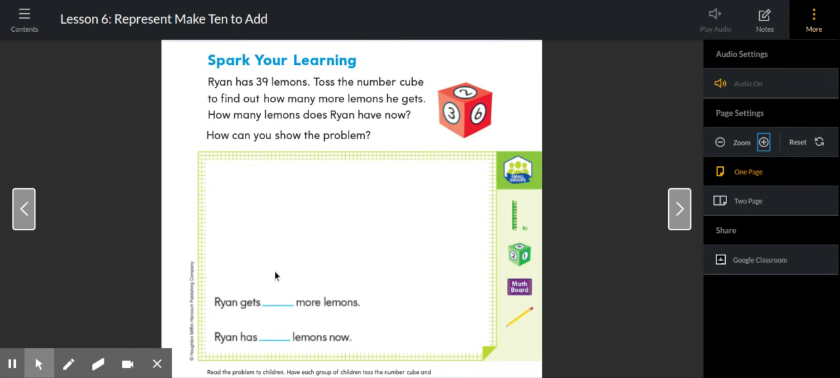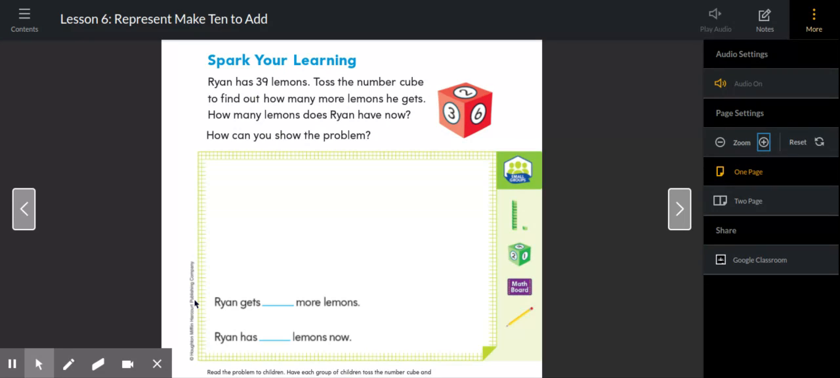Ryan has 39 lemons. Toss the number cube or dice to find out how many more lemons he gets. If you don't have a dice, just pick a number between 1 and 6. How many lemons does Ryan have now? Okay, so that was our first reading. Let's read it a second time and really visualize what's happening.